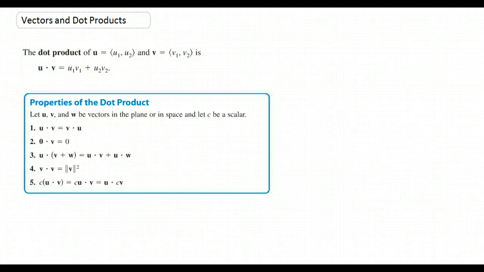And what it says is that the dot product of vectors u and v is the product of the x components plus the product of the y components. And you're going to get out not another vector, you're going to get out a scalar.